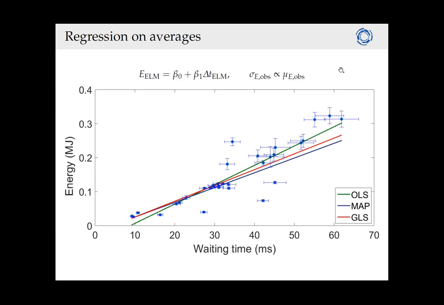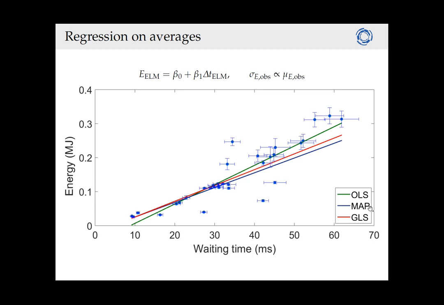And this is then the regression analysis on these average quantities, which we can do with ordinary least squares. That is the green line here. I've just taken a very simple linear relation between ELM energy and waiting time. And I've taken proportional error bars, but of course the error bars are not used in ordinary least squares, so the result is this green line.